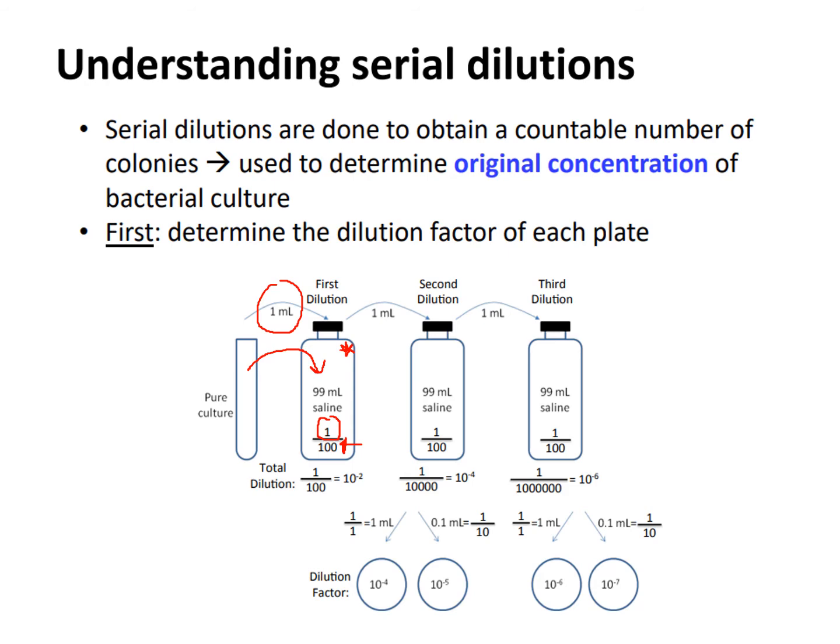Okay, how much total volume do you have in this tube? Well, you added 1 milliliter, right, you guys? So you added 1 milliliter. You took out 1 milliliter, remember, from your original sample, and then you added 99 milliliters of saline. So what's 1 plus 99? It means that you have a total of 100 ml in that tube. Okay, so your dilution factor is 1/100.